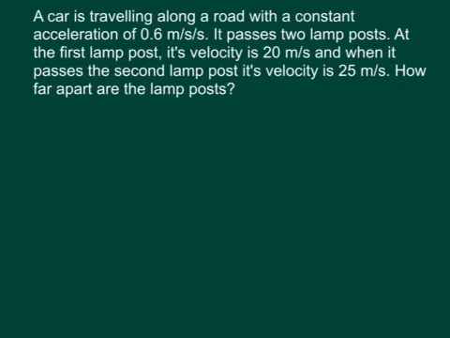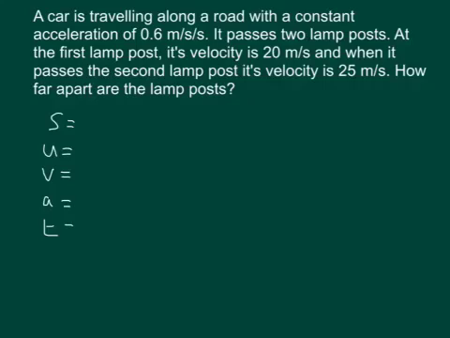So here's an example of how to use SUVAT. We've got a car with constant acceleration. At one lamppost its speed is 20 meters per second, and the next one it's 25 meters per second. How far apart are the lampposts? So with all these, write down SUVAT and see what information you know.